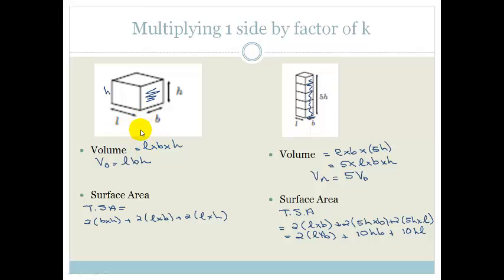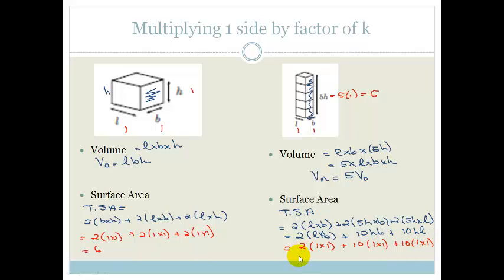So let's pretend that this is a cube, so it's 1 times 1 times 1. Do you agree that it's going to be 2 times 1 times 1 plus 2 times 1 times 1 plus 2 times 1 times 1, which is just going to give us 6? Nice and easy. Whereas this would be 1, 1, and now it is 5 times 1, which is 5. So let's see what it does to our total surface area now. This is going to be 2 times 1 times 1 plus 10 times h times 1, because the h was still 1, right? So it's 2 times 1 times 1 plus 10 times 1 times 1. So this becomes 2 plus 20, which is 22. So this significantly increased our total surface area.